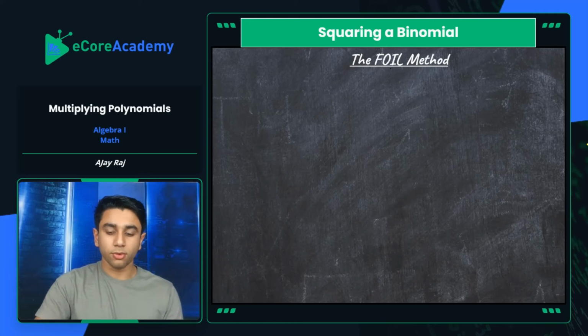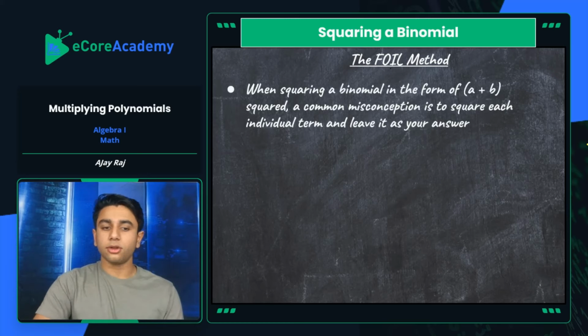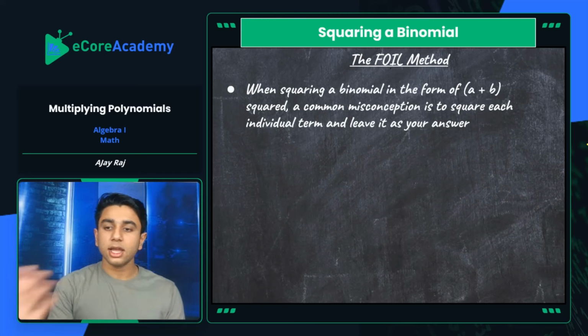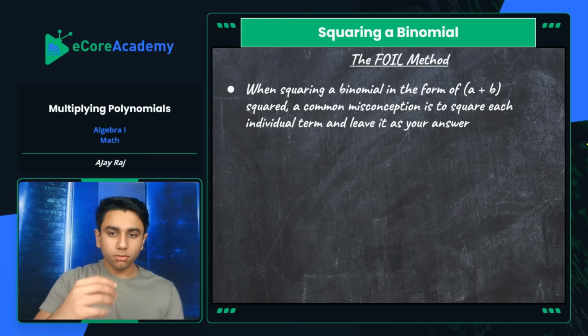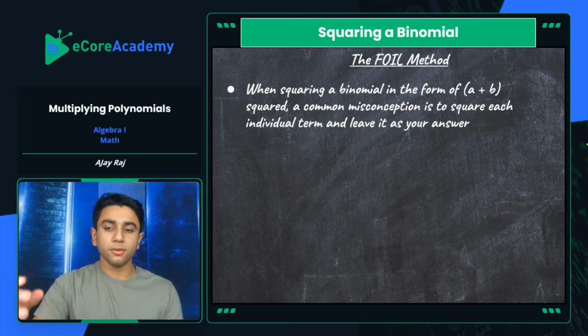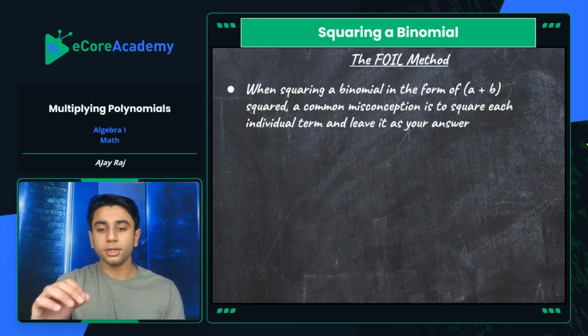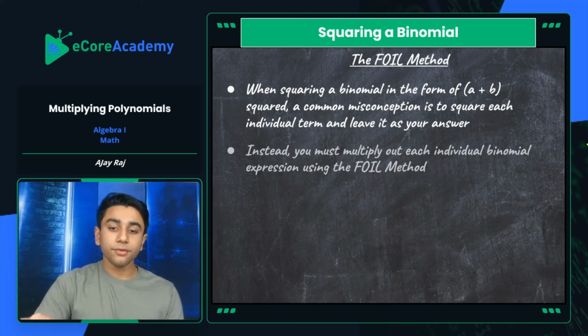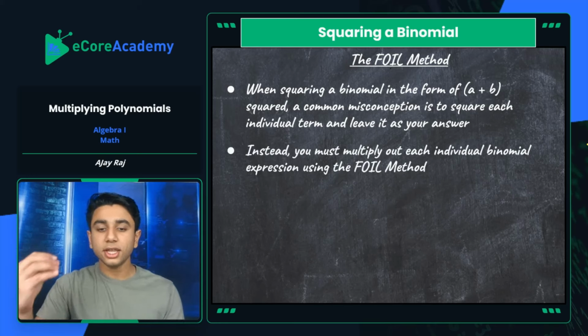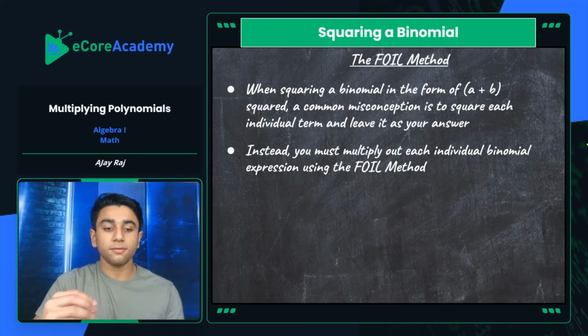FOIL, as in aluminum foil, literally. But it's an acronym, obviously. So when squaring a binomial in the form of a plus b, so two terms, where a can be x and b could maybe be an integer, when you're putting that in the form of (a plus b) squared, so you're multiplying it by itself, the common misconception is to square each individual term and leave it as your answer. However, instead, you must multiply out each individual binomial expression using the FOIL method.